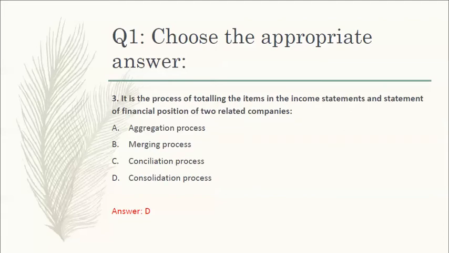Question number 3. It is the process of totaling the items in the income statement and statement of financial position of two related companies. Is this the aggregation process, merging process, conciliation process, or consolidation process? The answer here is D. So, the consolidation process is the process of totaling the items in the income statement and the statement of financial position of two related companies.